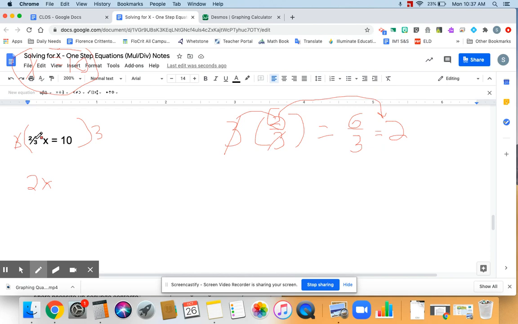So this 3 cancels with this 3 and they eliminate, and I'm just left with the 2x. That's going to equal on this side, the 10 times the 3 is 30. Now 2x means what? It means 2 multiplied to x, and how do you undo multiplication? What's the inverse of multiplication? Division. So I have to divide both sides by that 2. 2 divided by 2 is 1. So I just get 1x. It's going to equal 30 divided by 2, which is 15.